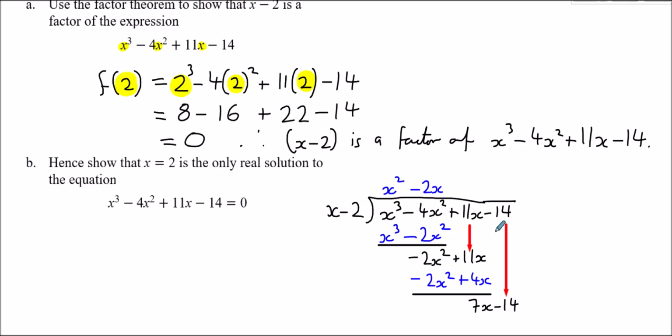We've now brought down everything from above, so we know that this next iteration of the algorithm is going to be the last cycle we have to do. So finally, 7x divided by x. 7x divided by x just gives us plus 7. Next, we multiply. So 7 multiplied by x minus 2. 7 times x is 7x.